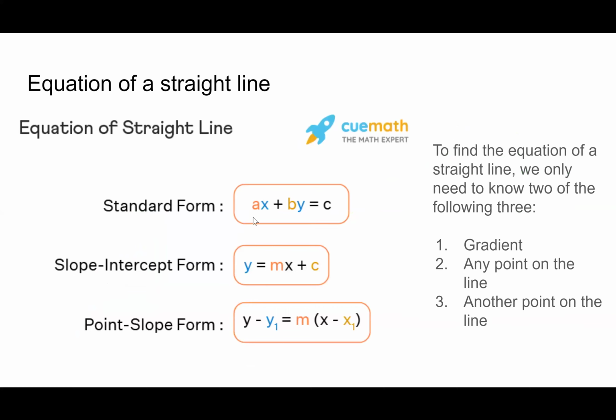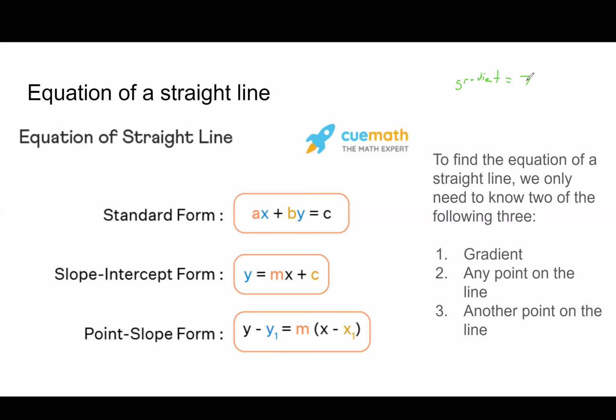I think you guys already know this as well, but to find the equation of a straight line, we only need to know two of the following three. We just need to know the gradient, a point on the line, or another point on the line. Let's say we know that the gradient is equal to 7, and that the point 1, 3 is on the line. Can someone give me the equation of the straight line that passes through 1, 3 with gradient 7? I'll give you guys 1 minute.